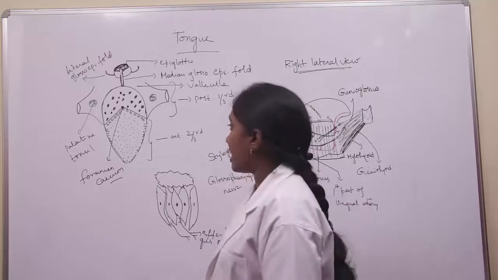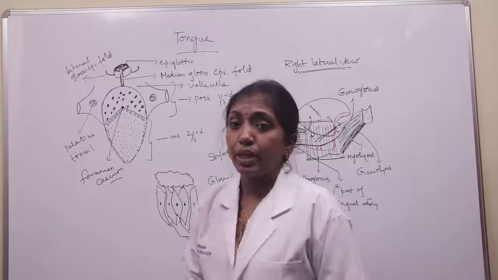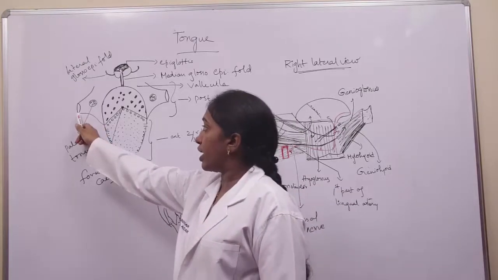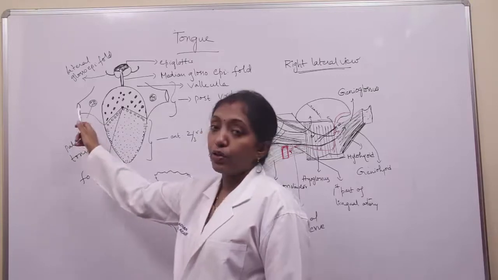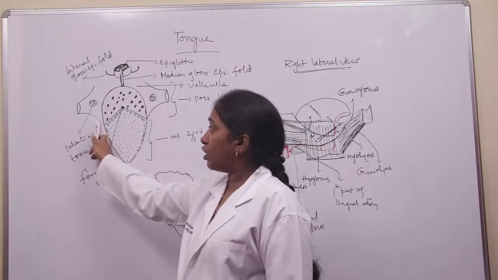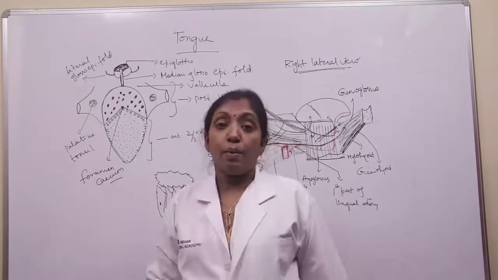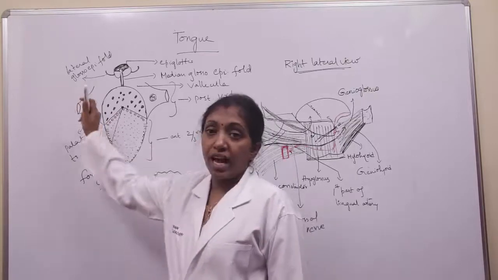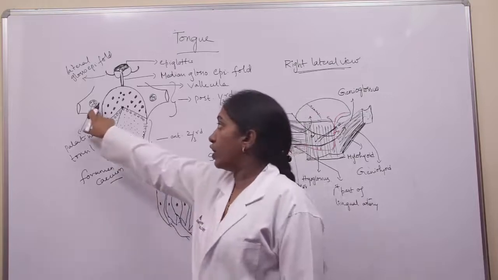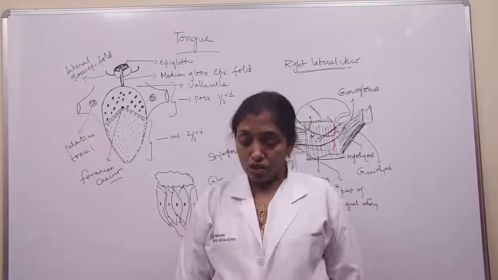And coming to the lateral margins of the tongue, they are covered by mucous membrane, and in front they are connected to a mucous fold called palatoglossal arch at the sulcus terminalis. This palatoglossal arch contains the palatoglossus muscle. This is the palatopharyngeal arch. In between the palatoglossal arch and palatopharyngeal arch, we have the palatine tonsil. Okay, so that's about the lateral margins of the tongue.